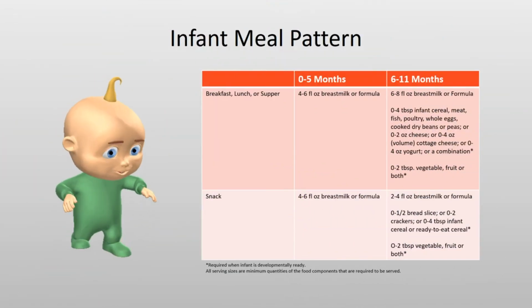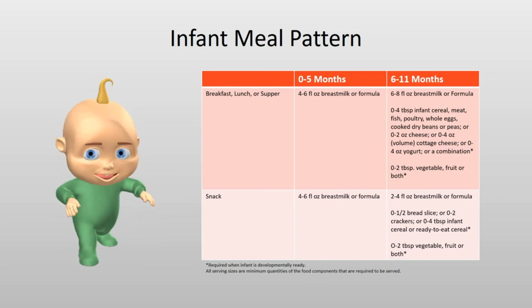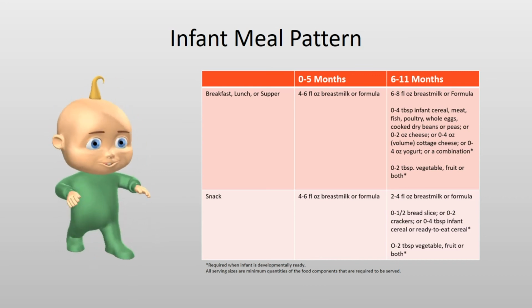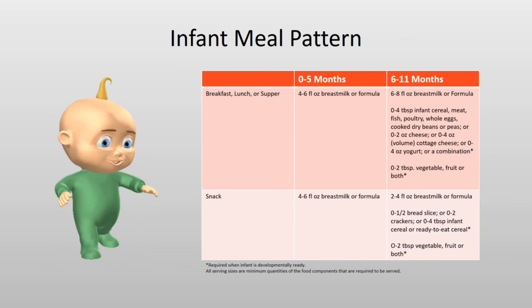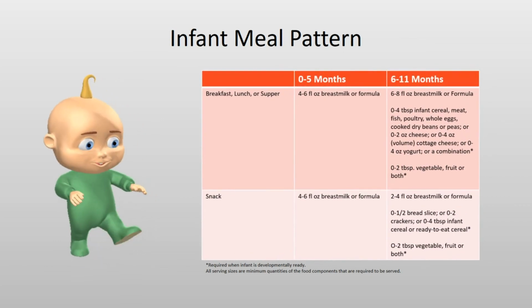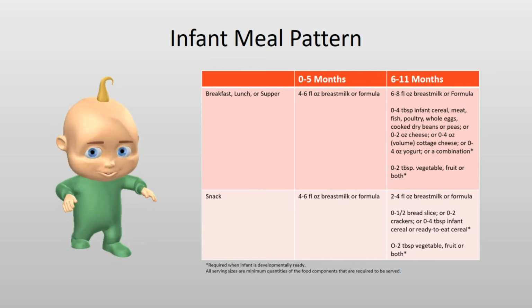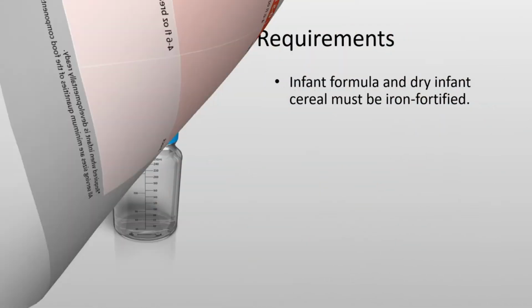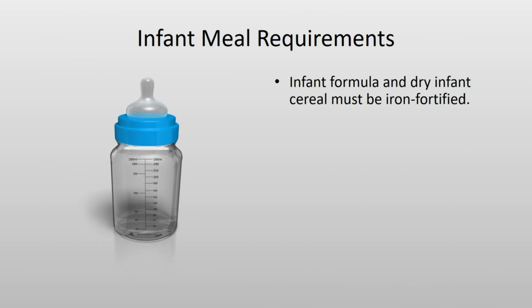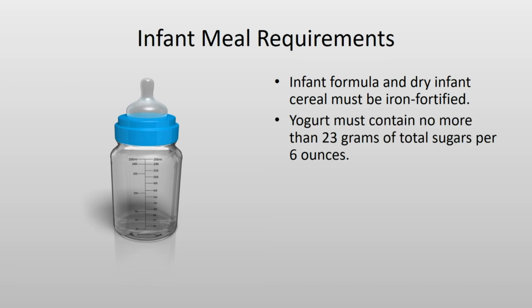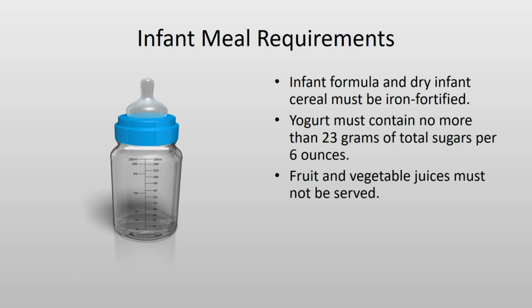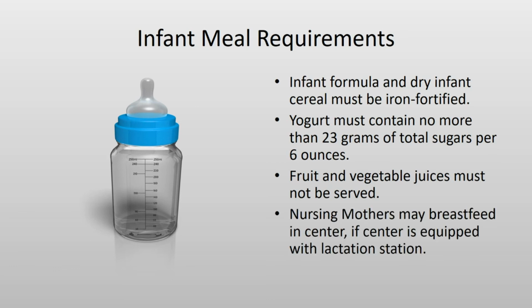If your center serves children under the age of 12 months, pay close attention to the infant meal pattern. You will see that there are only 2 age groups now, 0 to 5 months and 6 to 11 months. Let's take a closer look at some infant meal requirements. Infant formula and dry infant cereal must be iron fortified. Yogurt must contain no more than 23 grams of sugar per 6 ounces. Fruit and vegetable juices must not be served to infants. Nursing mothers.